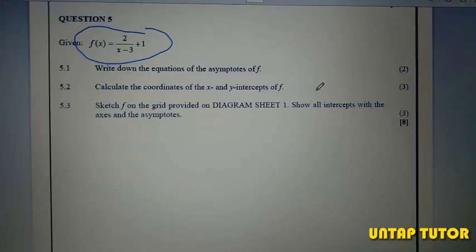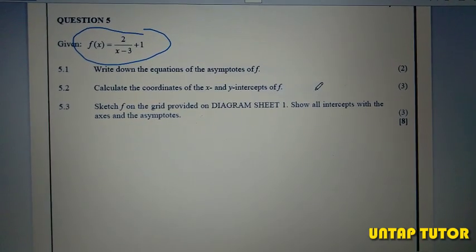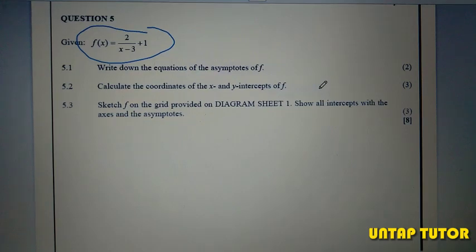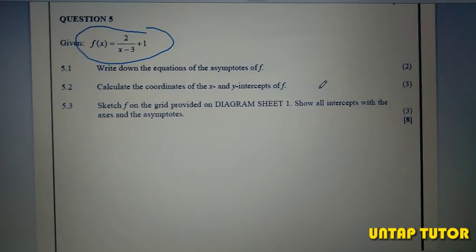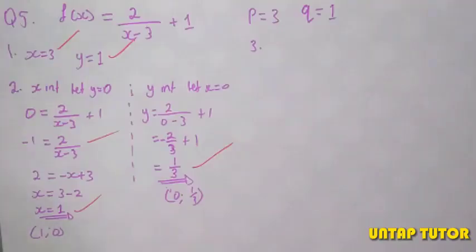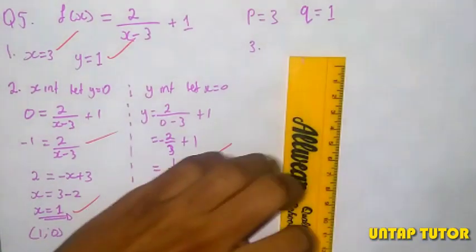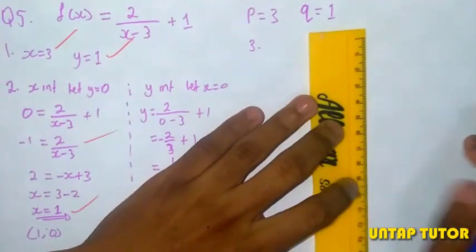5.3 says sketch f on the grid provided. Yeah, we don't have the grid provided, so we're gonna draw our own, but show all the intercepts with the x's and the asymptotes. First things first. So let's try to draw this thing. Actually, let's not try. Let's draw this thing. I know how to draw this thing.